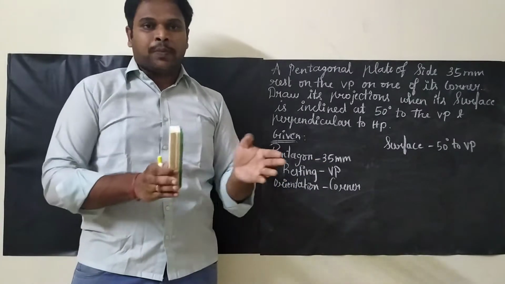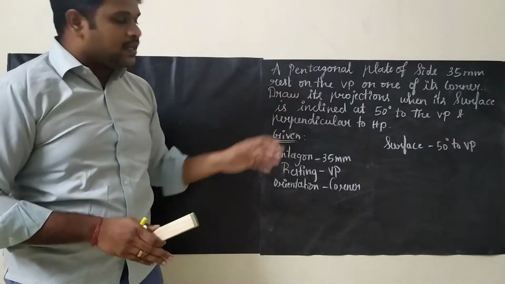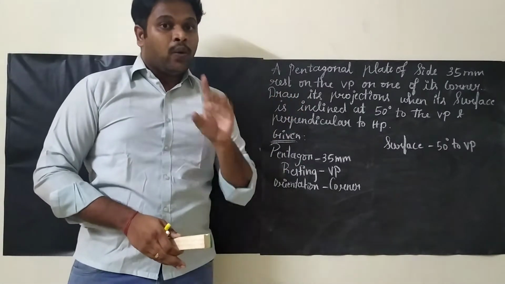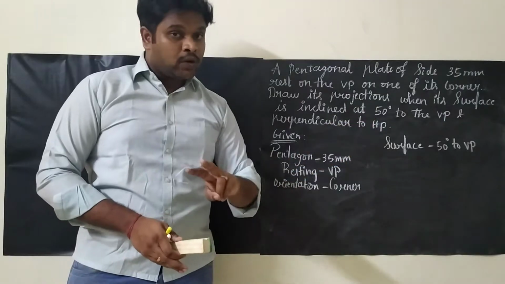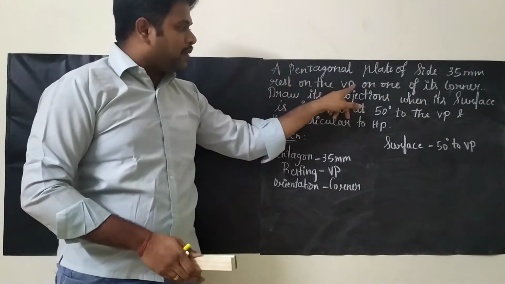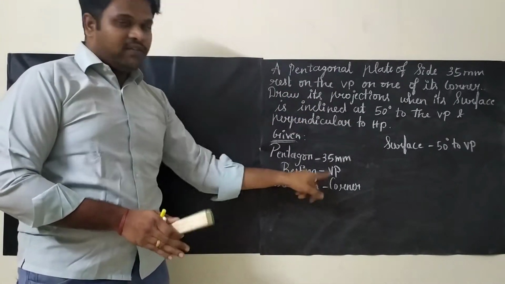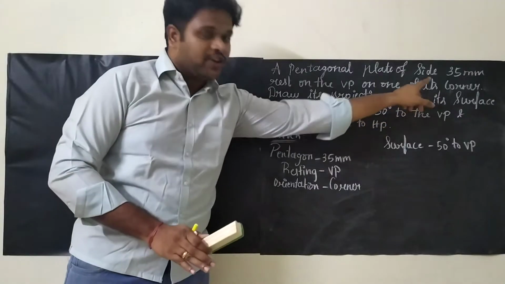And we know very well, pentagon means the angle will be 72 degrees on all the sides. Next we need to identify two things: one is resting and the other is orientation. 35 mm rests on VP, so the pentagon will be resting on VP, on one of its corners.